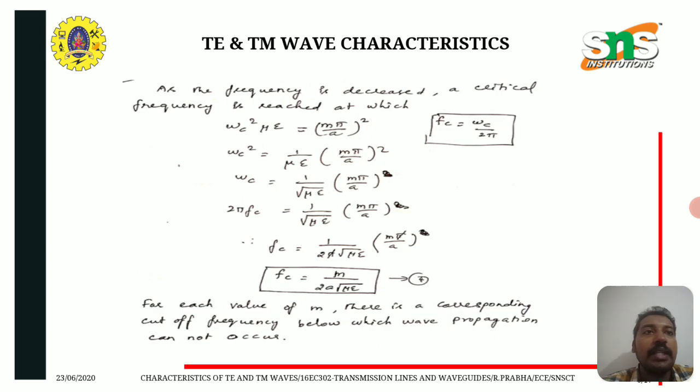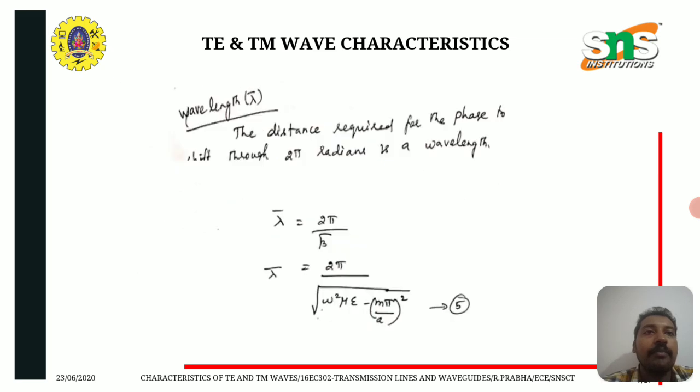As the frequency is decreased, a critical frequency is reached at which omega c square mu epsilon equal to (m pi by a) the square. So omega c square equal to 1 by mu epsilon times (m pi by a) the whole square, and we get fc equal to m divided by 2a root of mu epsilon after substituting omega c equal to 2 pi fc. For each value of m, there is a corresponding cutoff frequency below which wave propagation cannot occur.